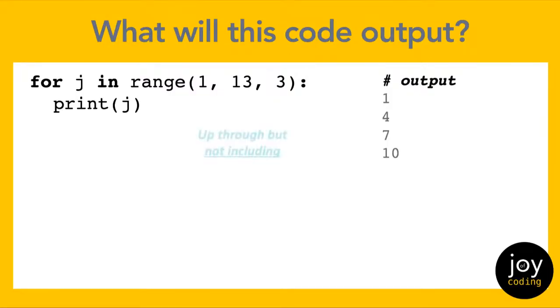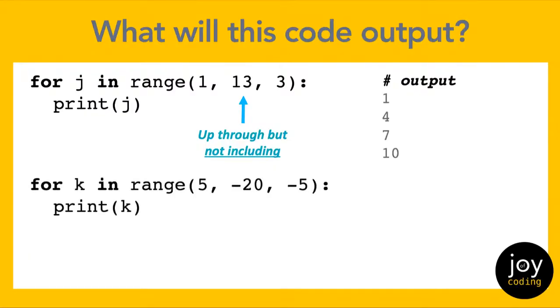The reason for that is because we go up through but not including the number 13. So 13 is here as the stopping point, but it's not included in our output. Let's take a look at another example. For k in range(5, -20, -5), print k.